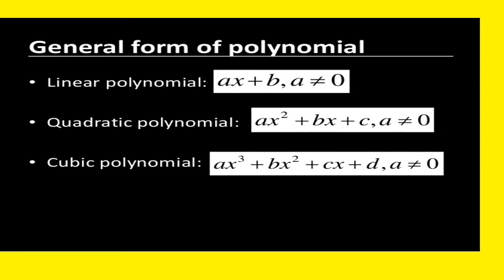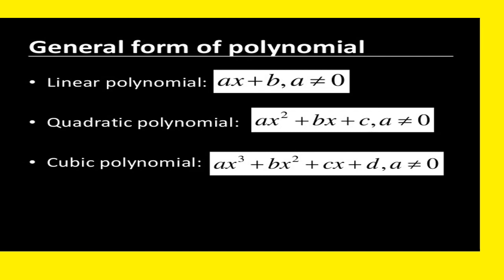What is the general form here? Linear polynomial. We already discussed it in the previous slide. Here ax plus b is said to be a linear polynomial. Why? Because x is the variable, its degree is 1, so we can say this is a linear polynomial. So the general form of a linear polynomial is ax plus b.